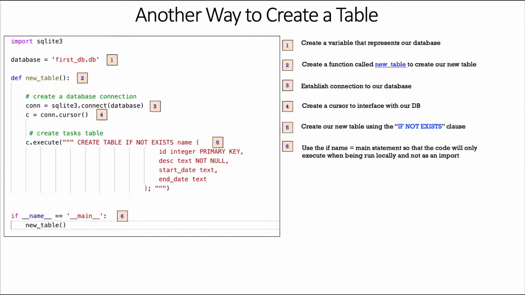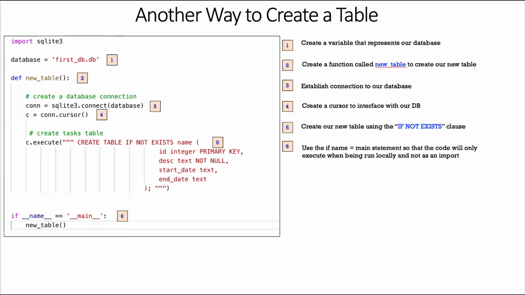Then we have a function to create a new table. And in that function, we have con, which equals sqlite3.connect(database). So it's going to connect to first_db.db. Then we create our cursor from the con. We store that in c. c equals con.cursor. And then we create our table. So c.execute create table if not exists. So we are only going to create this if Python is smart enough to see that it's not already in existence. So we call it name, and we have 4 fields.